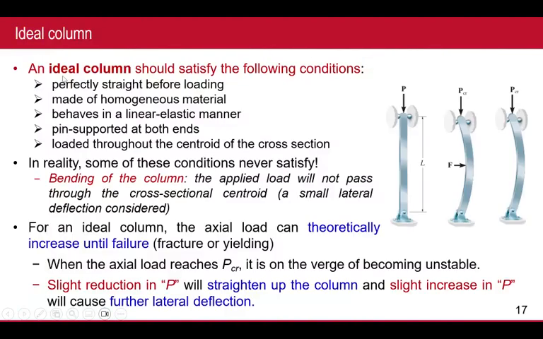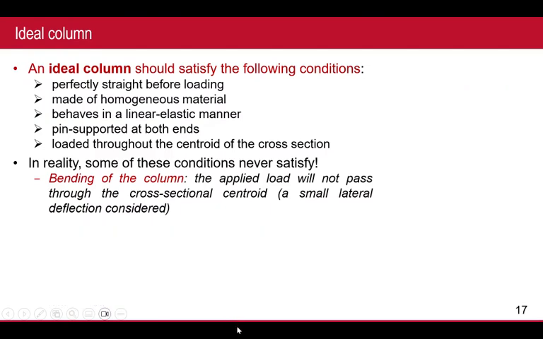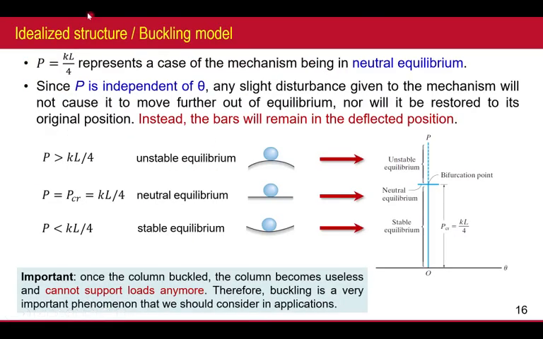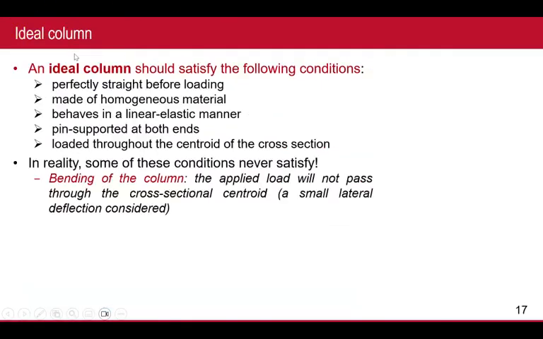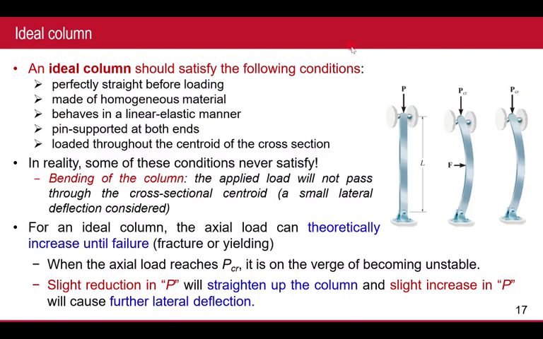But in one way, a slight reduction in P will straighten up the column, and a slight increase in P will cause further lateral deflection. That's why I put the text here in yellow on the top. I just expand here to let you know these things. Everyone clear? So this is very important. Of course, we should know the critical buckling equation is so important for us to work out. But how can we get this value? We will use an example, also a tutorial, to show you.